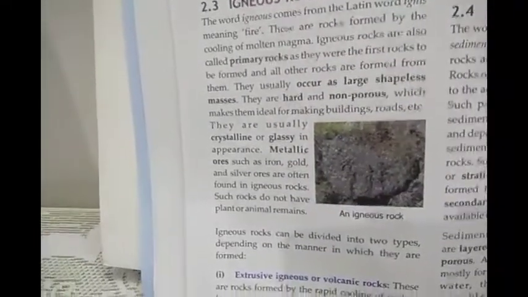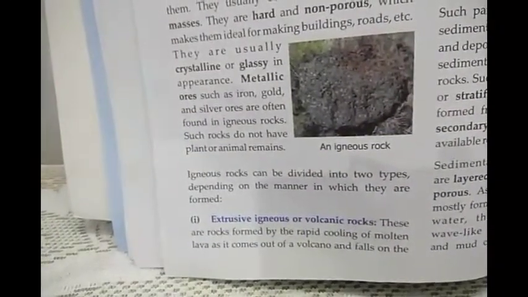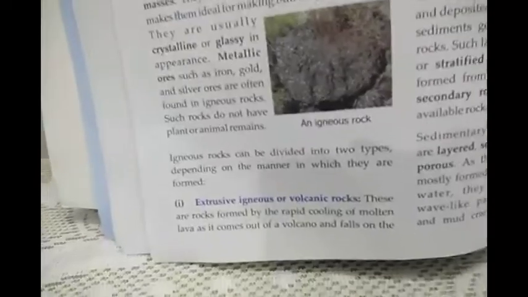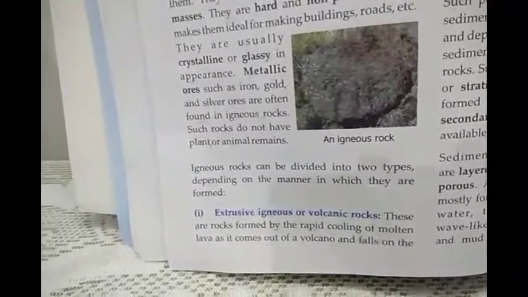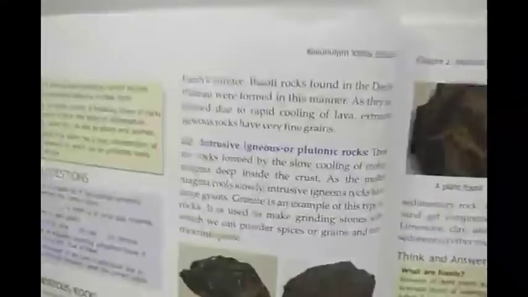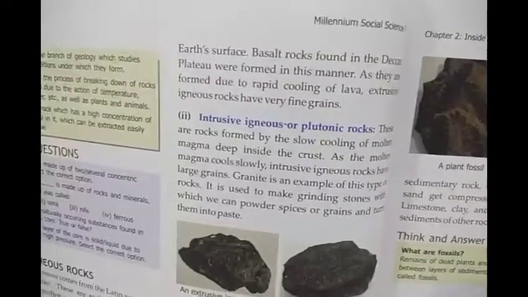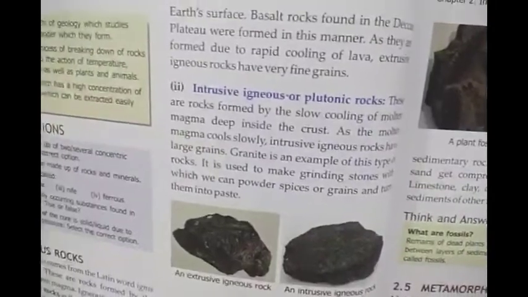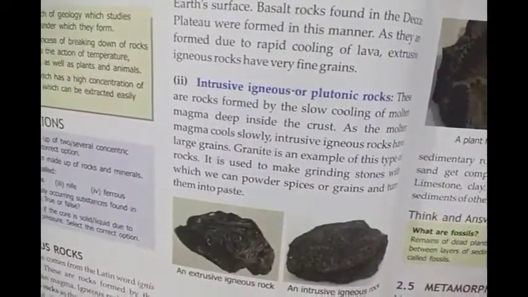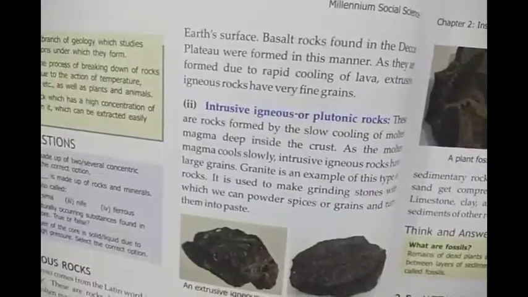Now these igneous rocks are further divided into two types. Number one, extrusive igneous or volcanic rocks. What are these? When lava comes out on the earth's surface, it cools down, becomes solid and forms extrusive rocks. They have a very fine grained structure. For example, basalt. In India, it is found in the Deccan Plateau. The Deccan Plateau has been formed by these extrusive igneous rocks.